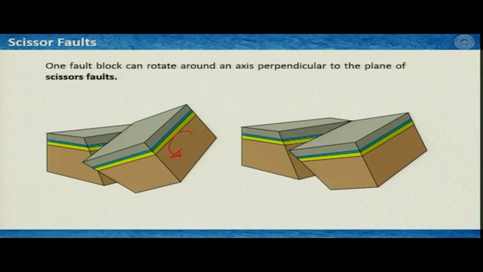But these are scissor faults, and if it happens following a hinge point, then these are known as hinge scissor faults. So, you can see that net slip is varying from the hinge as you go far away. So, this is known as a hinge scissor fault.